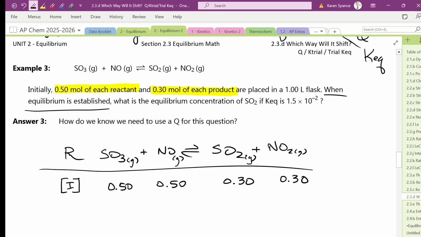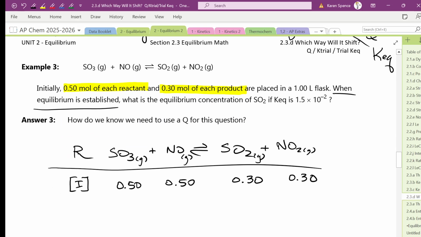And here is where people will make the most common mistake. They will look at this and say, I have more reactant, 0.5, than I have product, 0.3. Therefore, it must shift to the right. Is that a correct statement? No, you can't know which way it's going to shift unless you know how much you have compared to what your actual ratio should be.